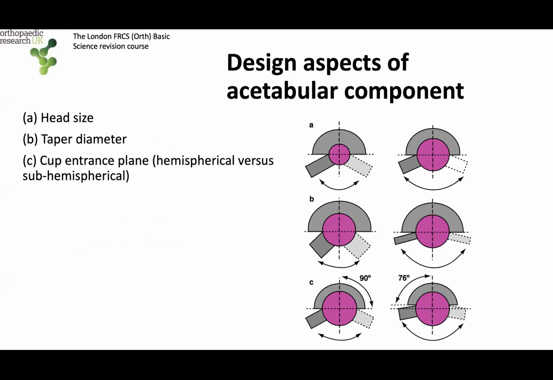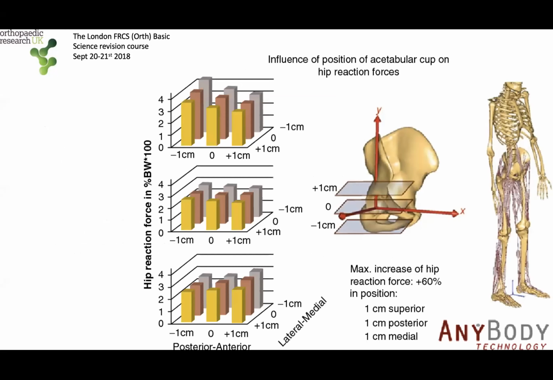So designing the aspects of the acetabulum component, you're looking at three things. You're looking at the head size, the taper diameter, and the cup entrance plane, which is a hemispherical versus a subhemispherical socket. I think this is probably a lot of detail. If you're already talking about this sort of concept in the Viva, you will have been doing very well. And finally, this just tells you where to put the position of the acetabular cup in order to reduce or increase the hip reaction force. So if you put the cup 1 centimeter superior, posterior, and medialized, you can increase the hip reaction force more than normal. And this was based on a cadaveric study.